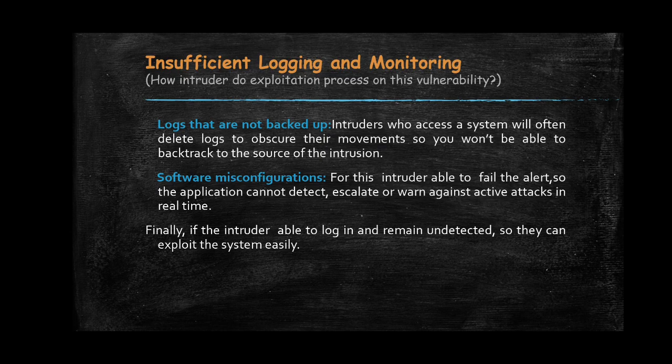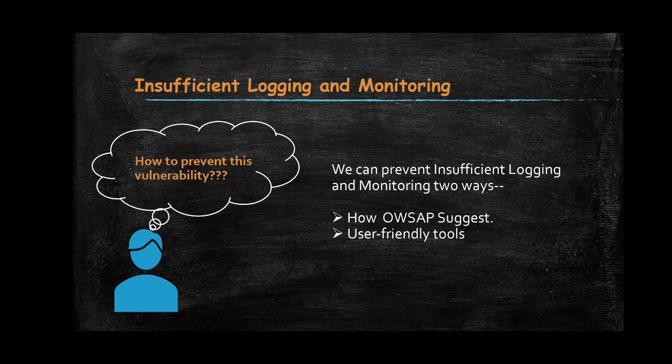The last one is software misconfiguration. For this, an intruder is able to fail the alerts, so the application cannot detect or escalate against the activities and attacks in real time. Finally, we can say that if the intruder is able to log in and remain undetected, they can exploit the system easily. After insufficient logging and monitoring occurs, prevention is needed. So now we discuss how to prevent this vulnerability.